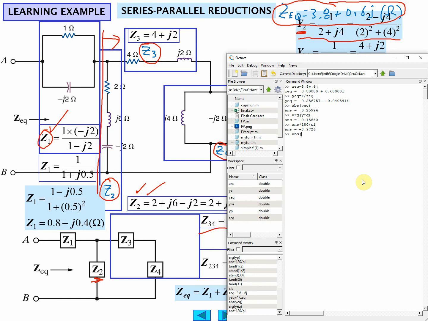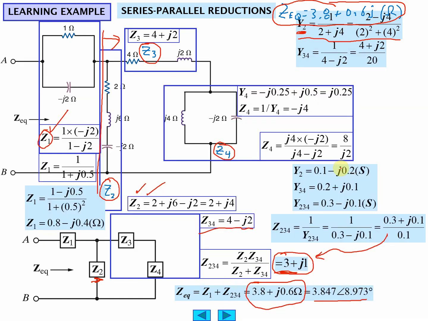ABS of Z equivalent and ARG of ZEQ times 180 over pi. Converting from radians to degrees. Okay. So I got 3.8471 plus with an angle of 8.9726. Is that what they got? Yep, there it is. 8.47471, just the same as they got.